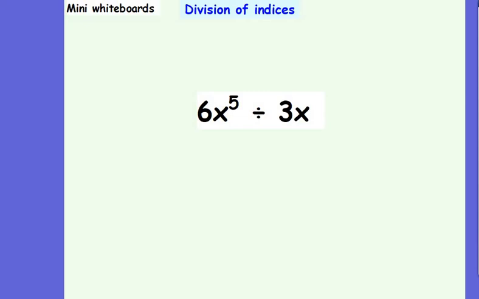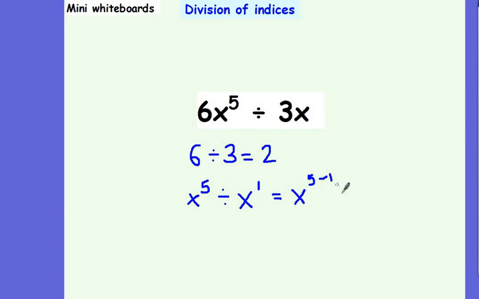How about now? Numbers are the same. I've got 6 divided by 3 is 2. My letters, I've got x to the power of 5 divided by x to the power of, let's pretend there's a 1 there. That's x to the power of 5, take away 1, x to the power of 4. So I'm looking at 2 lots of x to the power of 4.